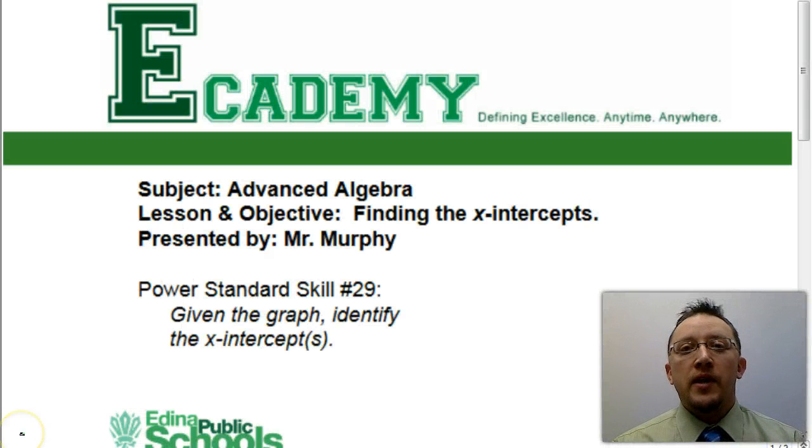Well, there you have it. That is skill number 29. So hopefully now you feel like you have a better handle on x-intercepts and the graphs of a polynomial. So with that, good luck when you try these on your own.